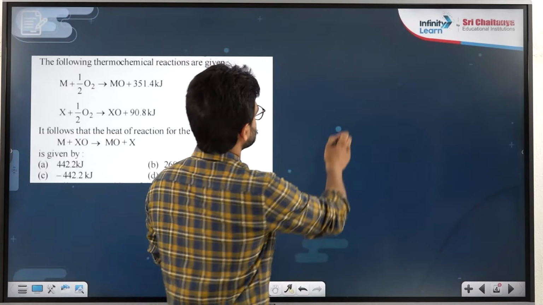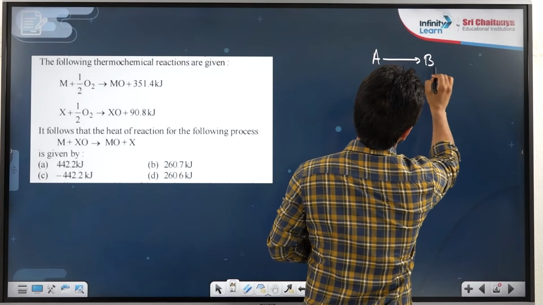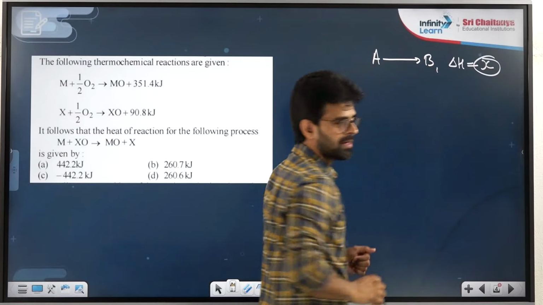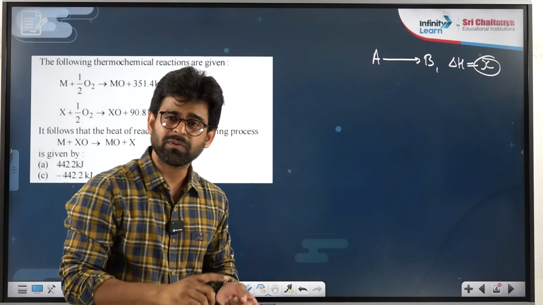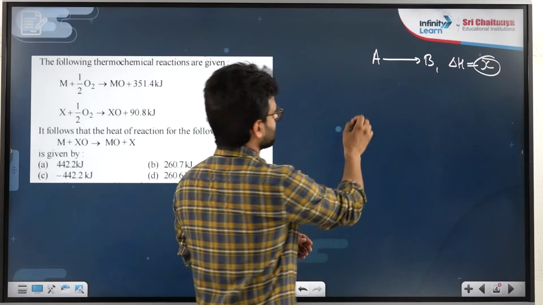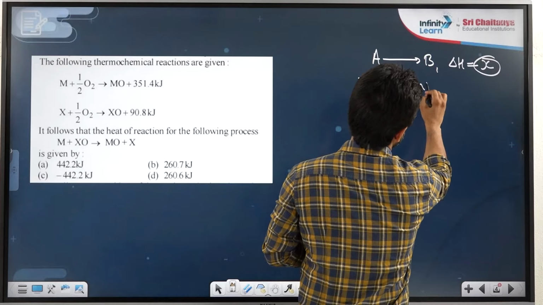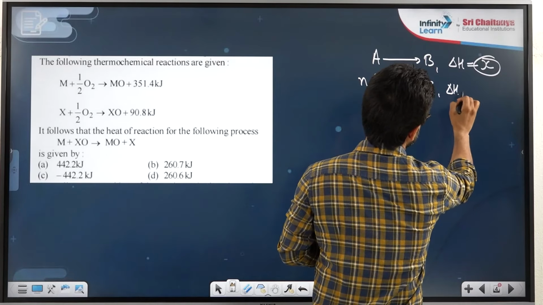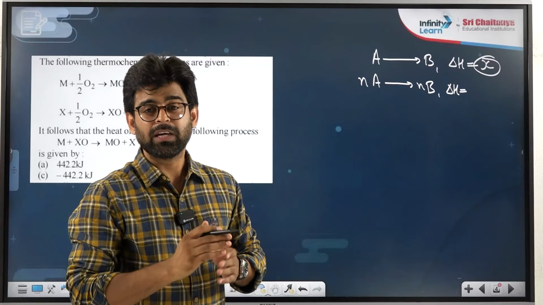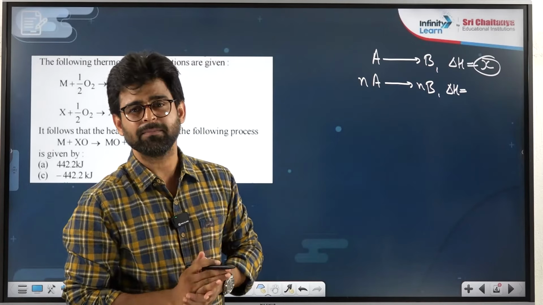For example, imagine I am going from A to B, and for this the enthalpy change is X kilojoule. Here 1 mole of A is converting into 1 mole of B. If they write this reaction as Na converting to Nb, as enthalpy change is an extensive property, its value will depend on the moles. Its value will change if you change the moles.